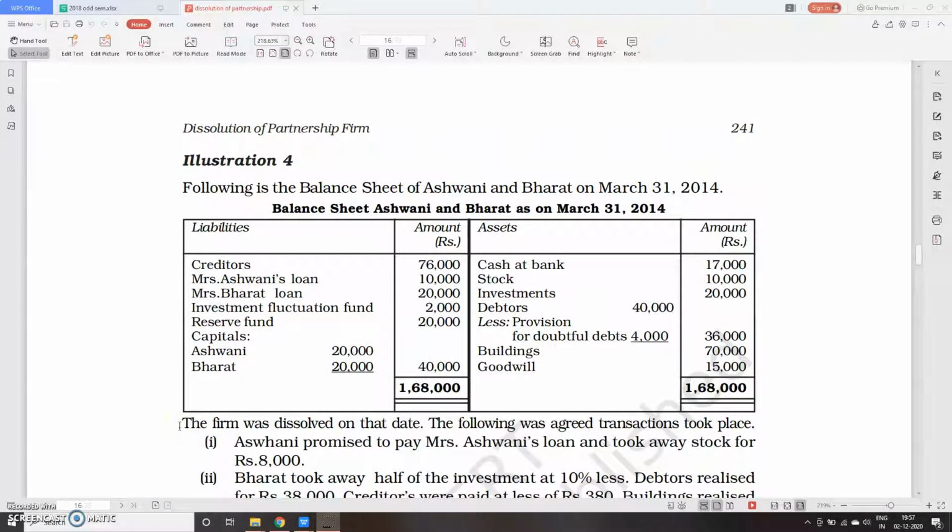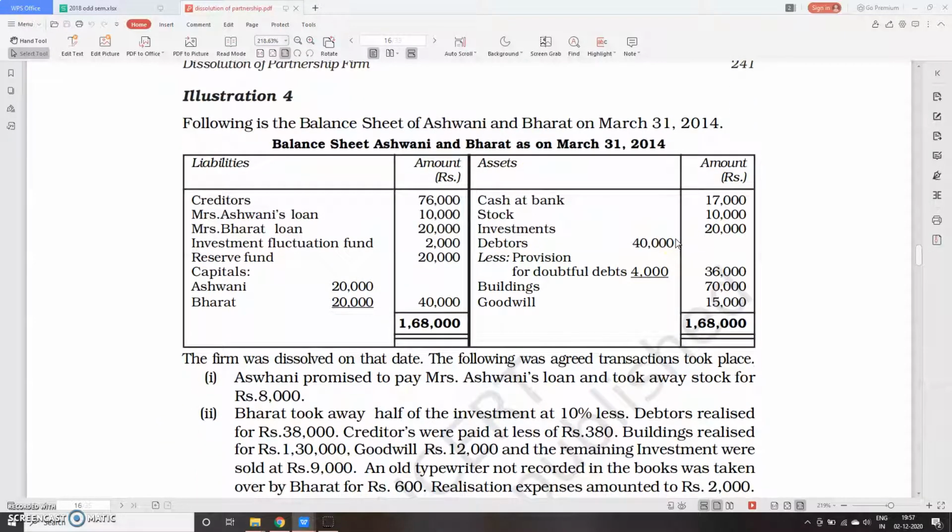Hello everyone. In this video we will discuss illustration 4 on this PDF. Let's go through the question. Following is the balance sheet of Ashwani and Bharat on March 31st, 2014. There's a balance sheet given here.